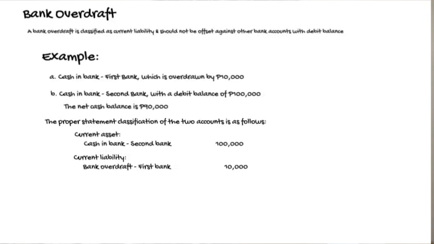So it is also to be stated that generally overdrafts are not permitted in the Philippines. So there is an exemption to the rule on overdraft. When an entity maintains two or more accounts in one bank and one account results in an overdraft, such overdraft can be offset against the other bank account with a debit balance in order to show cash net of bank overdraft or bank overdraft net of other bank accounts.